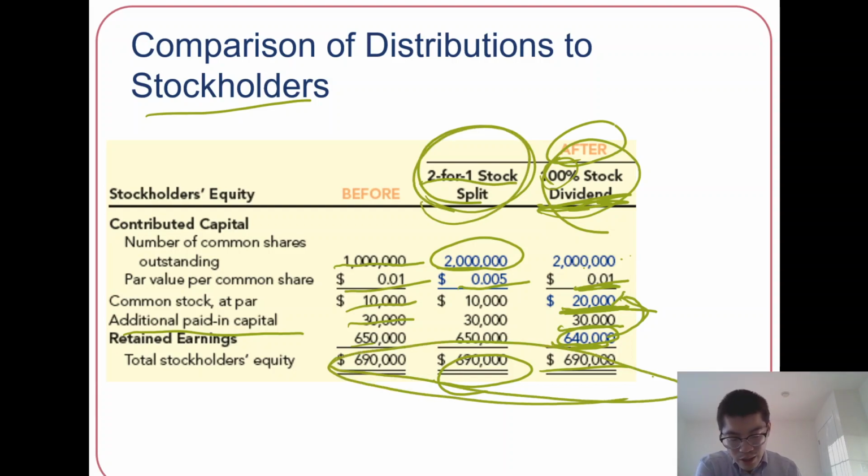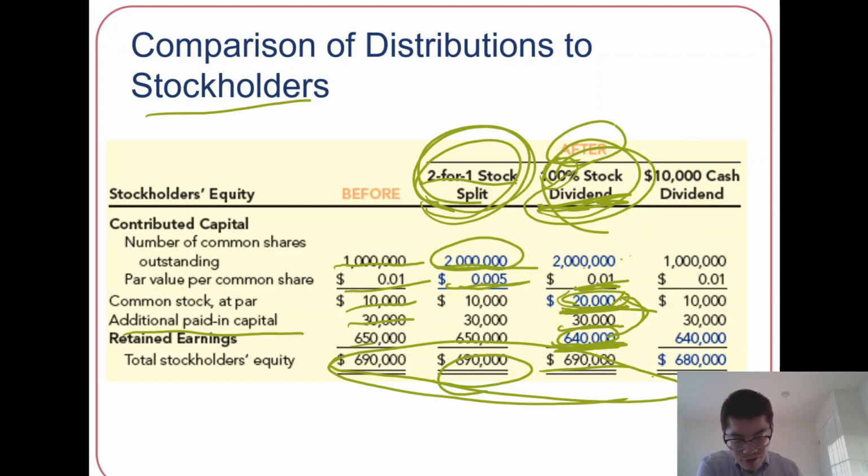So it doesn't matter if you do stock dividends or stock splits, your total stockholders' equity doesn't change. For stock splits, what changes is the number of outstanding shares and their par value. For stock dividends, your retained earnings will be reduced by the corresponding amount, and your par value will be increased by the corresponding amount, depending on the number of shares you declare.